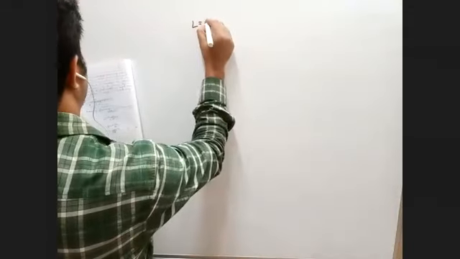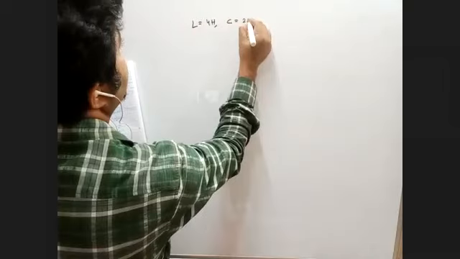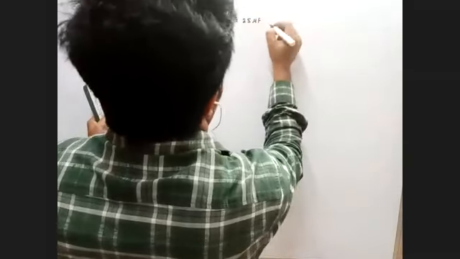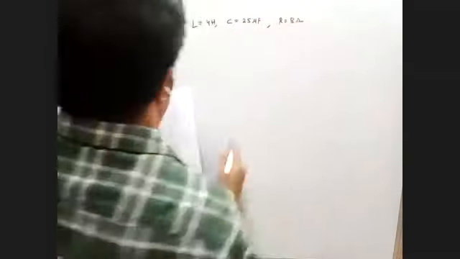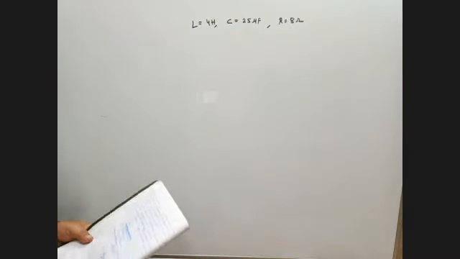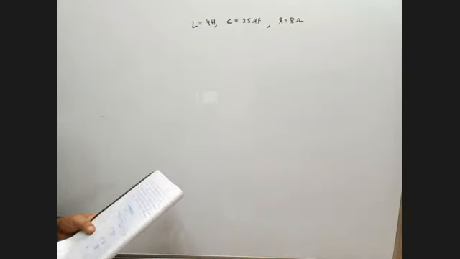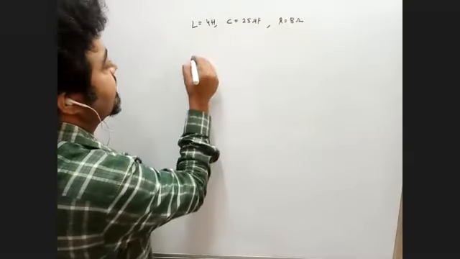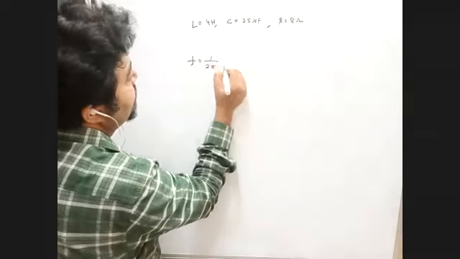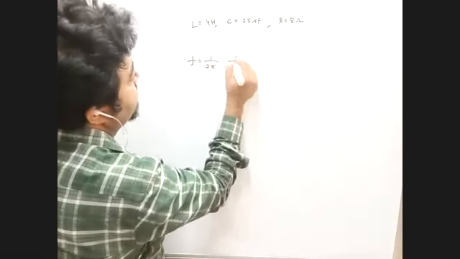The next question, I would like to read that question. Obtain the resonating frequency and Q factor of a series LCR circuit with L equal to 4 Henry, C equal to 25 microfarad, and R equal to 8 ohm. The second part is also there. So first we try to obtain the resonating frequency and Q factor. So resonating frequency is 1 by 2 pi root under LC.